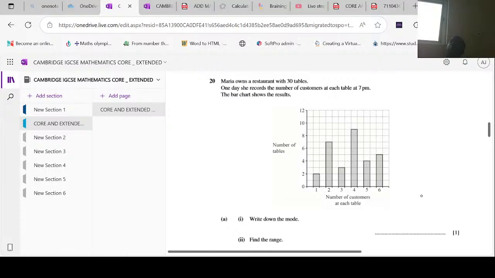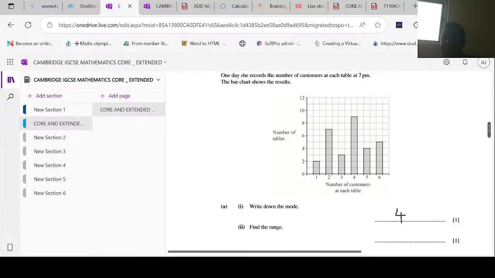So if they ask us to write down the mode, what does it signify? I think the bar chart will give us a clue, isn't it? There are some bar charts that also go like this, I hope you know that. But we are usually used to the ones that go up. Since this one is going this way, you know that the frequency denotes the height of the bar. The one with the highest height is at 4, isn't it? So the mode is 4, and that 4 represents the number of customers at each table. So put your answer here as 4.